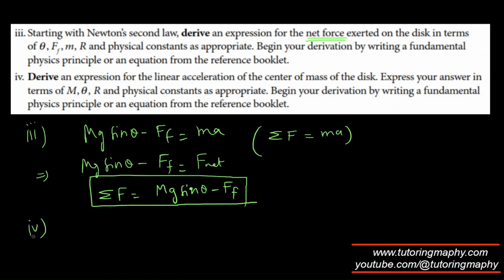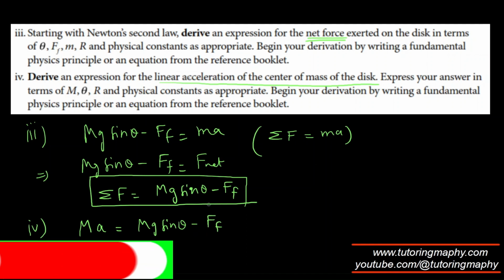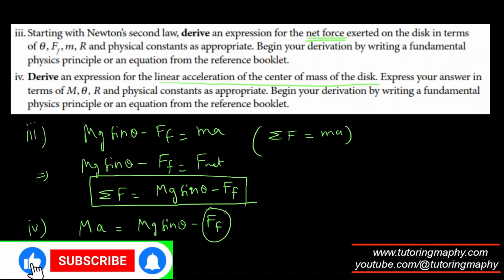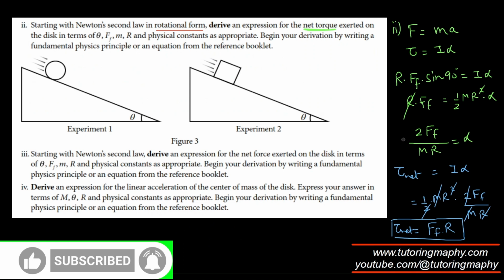All right. Write an expression for the linear acceleration of the center of mass of the disk. Express your answer in terms of this. Okay, now I can say that the sum of all the forces is mass times acceleration. But remember that the friction force should not be a part of our answer. All right, that's fine. MA is equal to mg sine theta minus FF. That's what we have over here. And since we are trying to eliminate this FF over here, we're going to go back and borrow this equation.